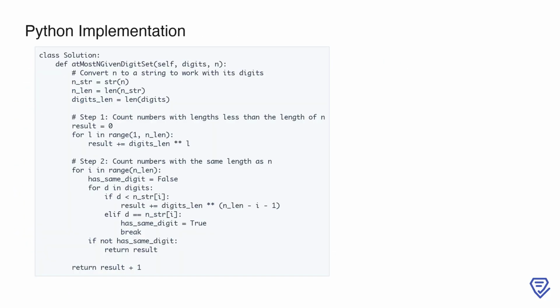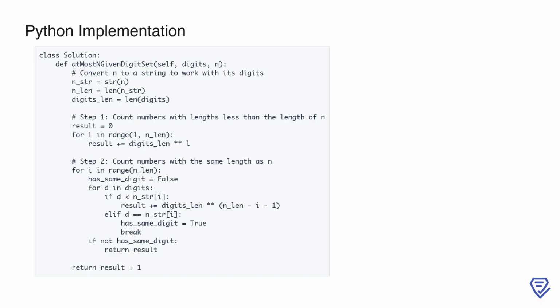This implementation solves LeetCode problem number 902, Numbers At Most N Given Digit Set. The goal is to determine how many numbers can be formed using a given set of digits such that the numbers are less than or equal to a given n. Explanation: the function atMostNGivenDigitSet takes two inputs, digits, a list of strings representing the allowed digits, and n, the maximum number.